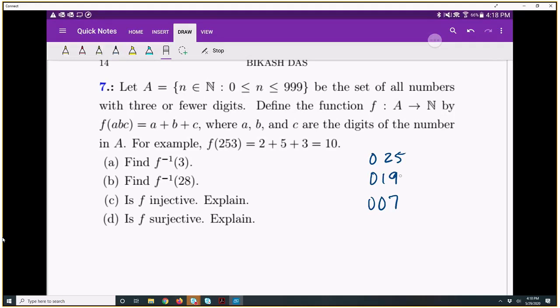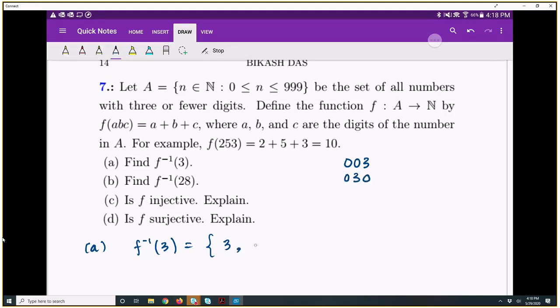Okay, so we want to find the inverse image of 3. That means I want to find the set of all natural numbers of 3 digits or fewer, the sum of the digits being 3. So the inverse image of 3, well, I could have 3 because I would think of it as 0, 0, 3. Or I could have 30, or I could have 300.